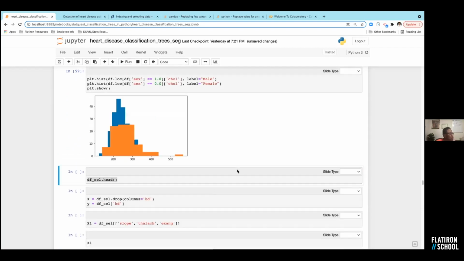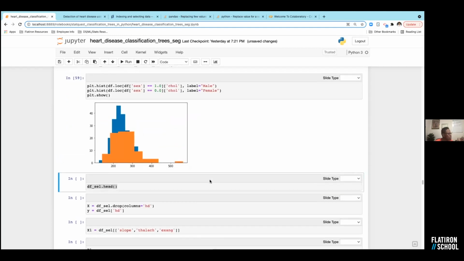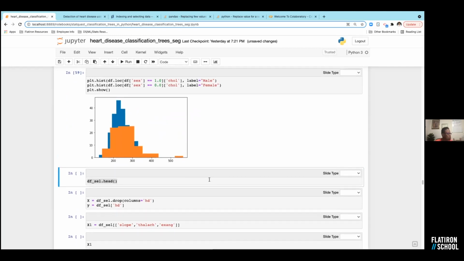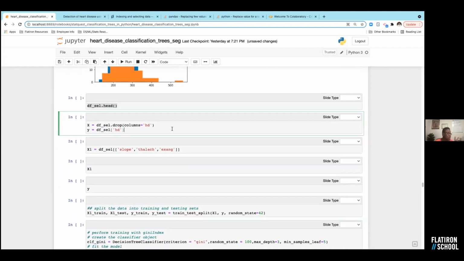And I don't know if I made changes to this. This is just looking at the distribution, right? And certain of these values are normally distributed, others are not. And right, so this is where you get to the model building stage.